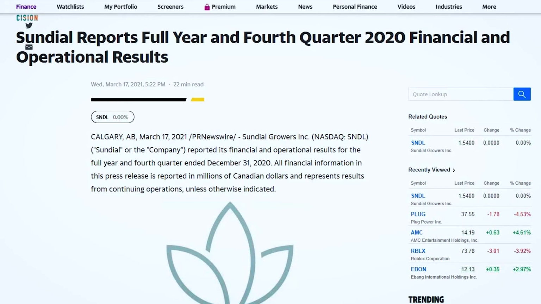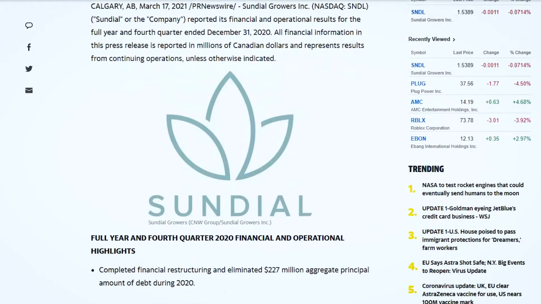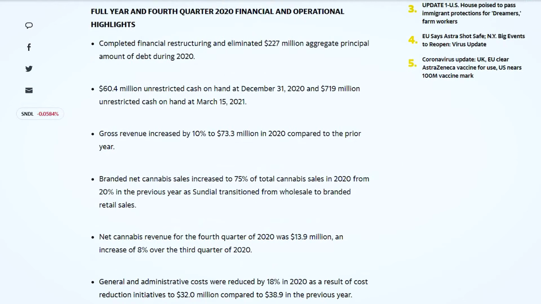Yesterday, Sundial had some earnings and they had some decent numbers come out. Taking a look at it, with a 10% increase in gross revenue to $73.3 million, with a decent amount of cash on hand, we also saw their net cannabis revenue in the fourth quarter of 2020 was $13.9 million, an increase of over 8% from the third quarter.